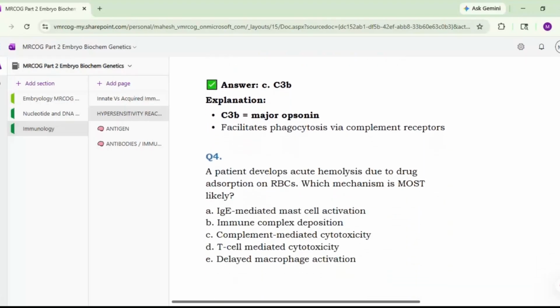Next question. A patient develops acute hemolysis due to drug adsorption on RBCs. Which mechanism is most likely? Ig mediated mast cell activation, immune complex deposition, complement mediated cytotoxicity, T cell mediated cytotoxicity, or delayed macrophage activation? Sir, option C, complement mediated cytotoxicity.